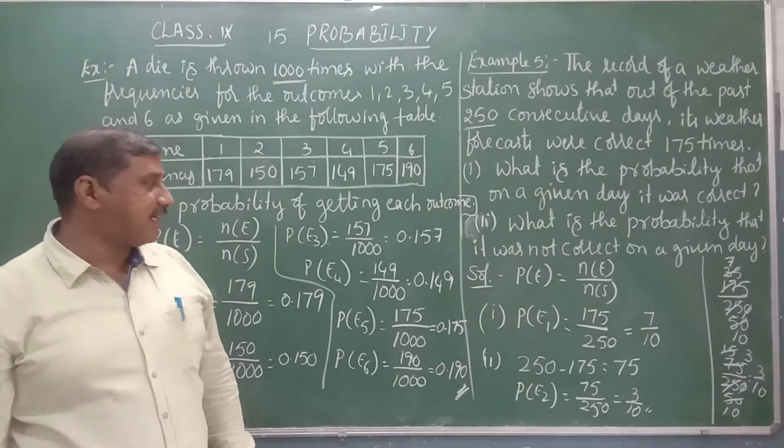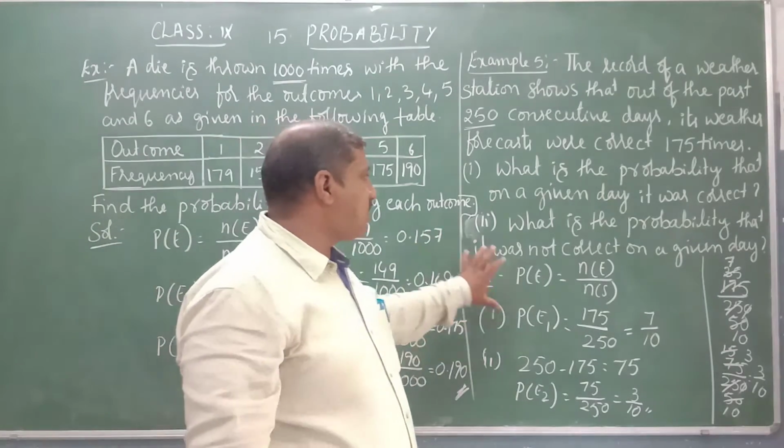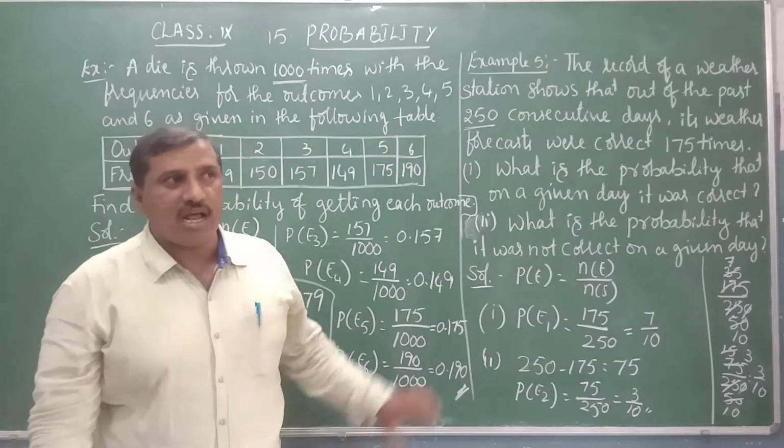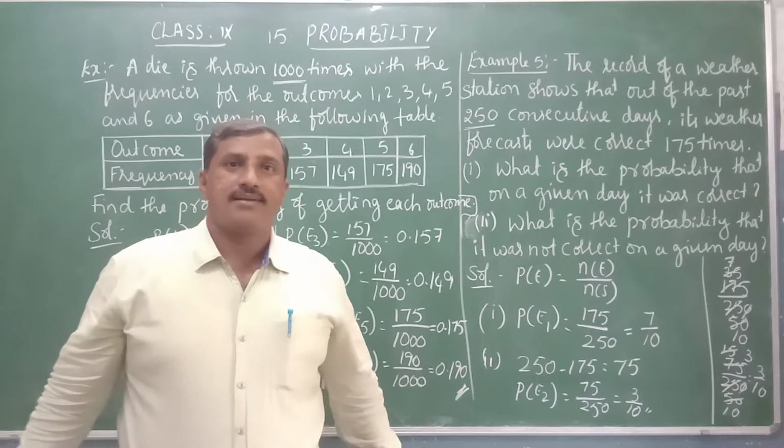Like this, we find the probability that it was not correct, and how many times it was correct. Clear, children, how to find the probability of given events?